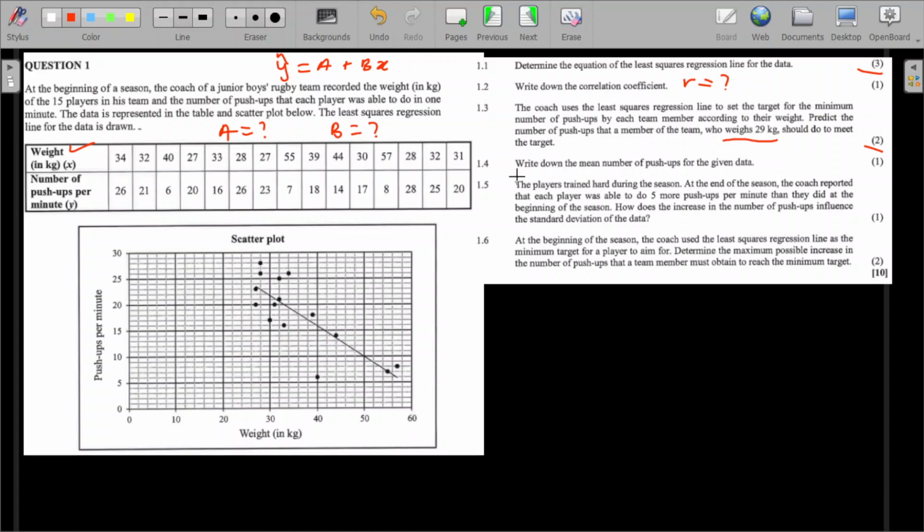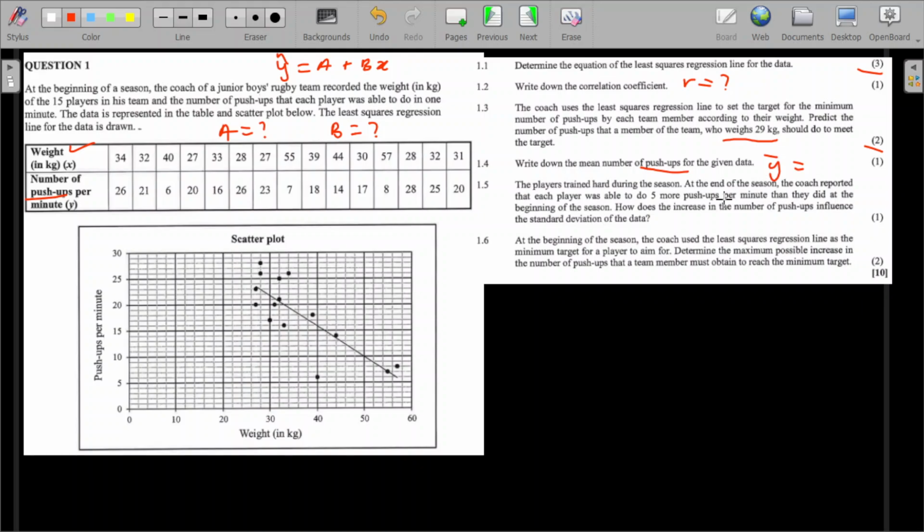And 1.4, they're saying write down the mean number of push-ups for the data given. Here in the data given, push-ups is y, so you get the mean of this data that you've put in your calculator. You get your y bar, and the y bar is your mean. Hopefully you know how to get your y bar, the mean. That is also very important.